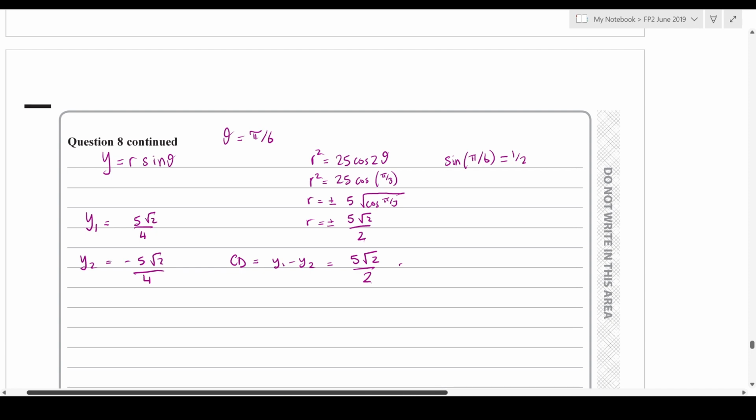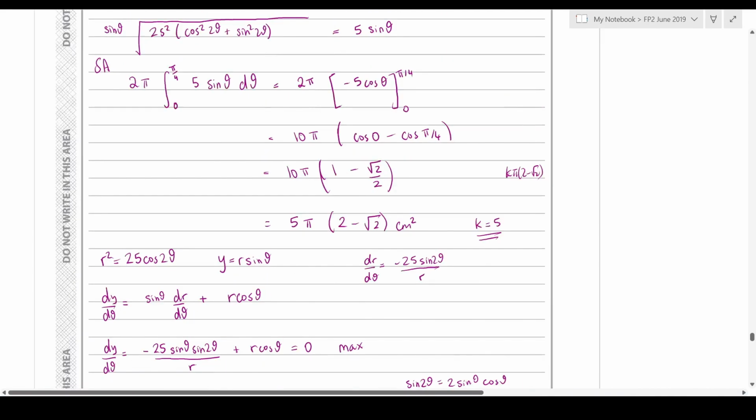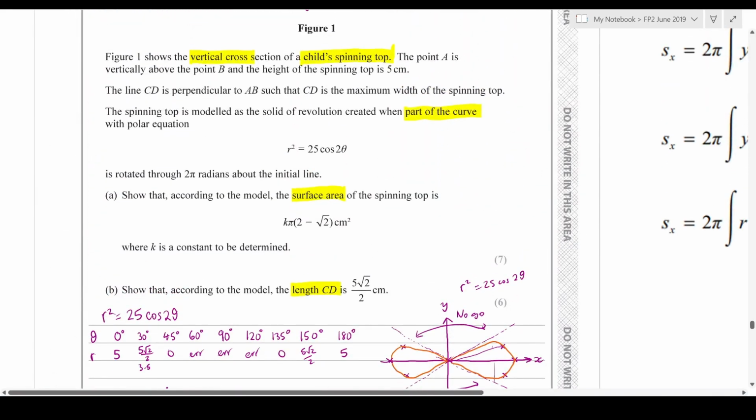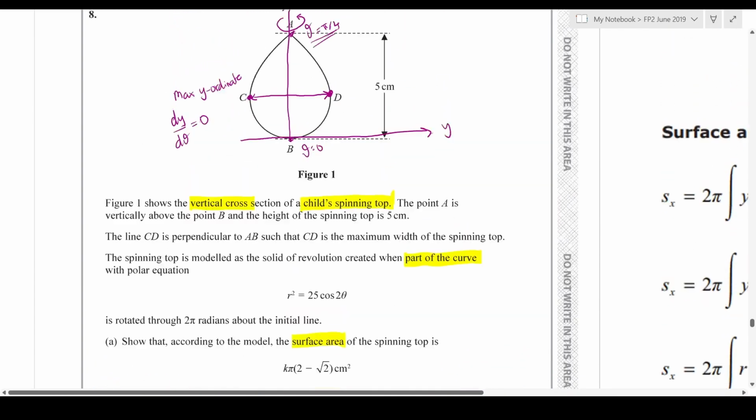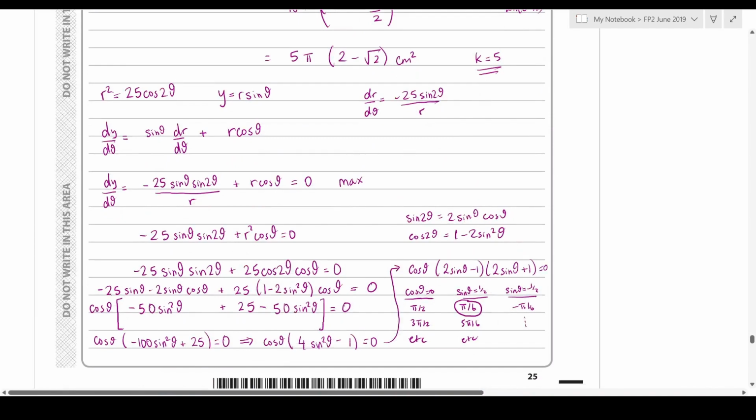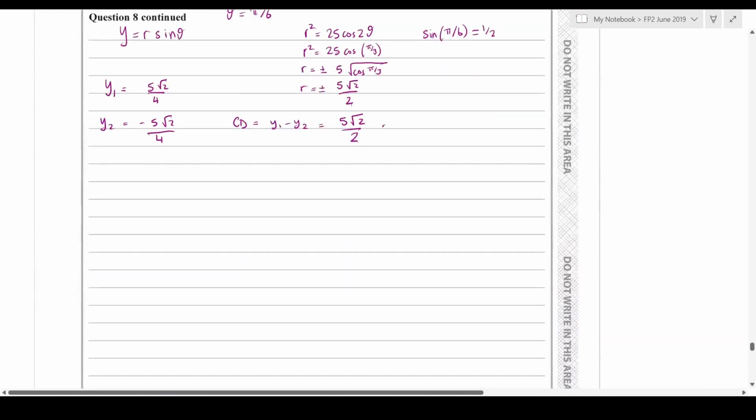That's our maximum value for CD, which I don't really have a way of checking apart from making sure I know the values like that. But at this point, I'd kind of prioritise checking other things to make sure. Of course, we want to make sure our units, CD's length, is in centimetres.